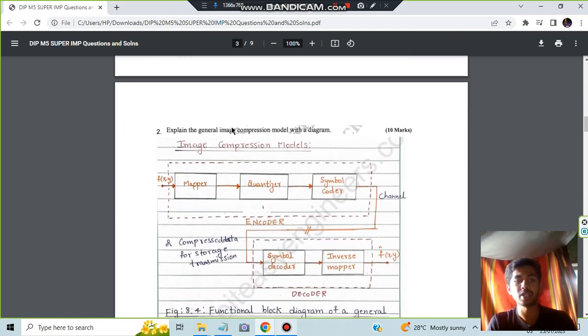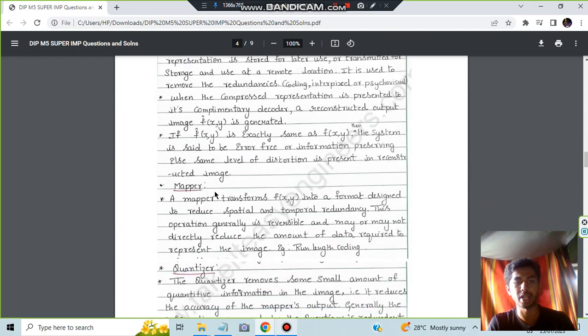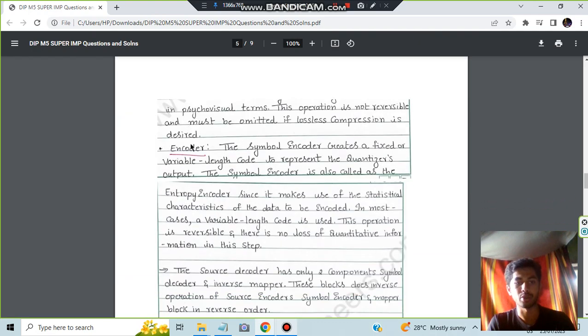Okay, moving on to the image compression model with the diagram. Here, a 5-step process, they divide into 2 parts, encoder and decoder steps. So you have to just write what these things are doing. That information is given here, you can go through it and write about those things. Okay, like mapper, quantizer and encoder and so on.